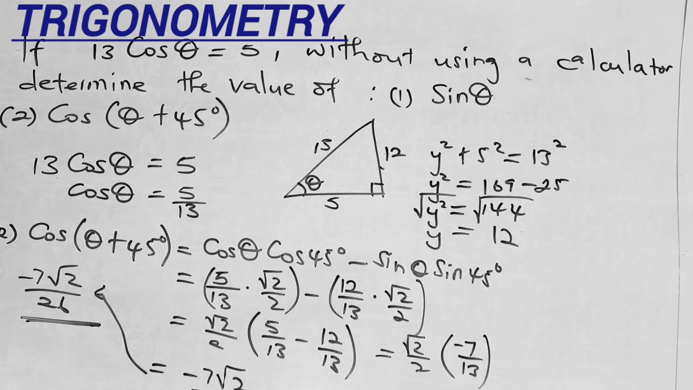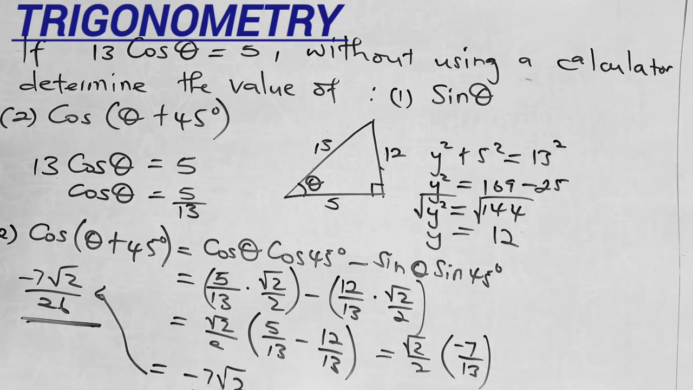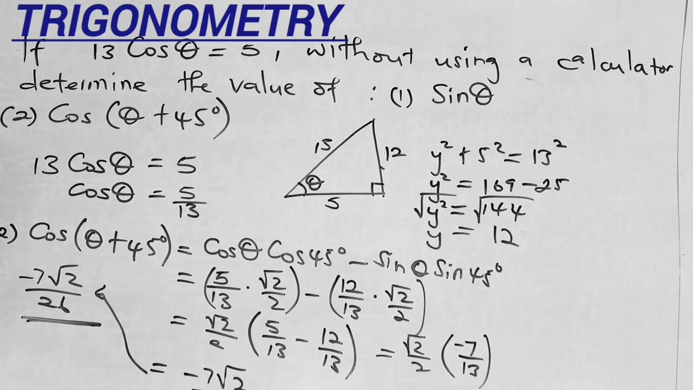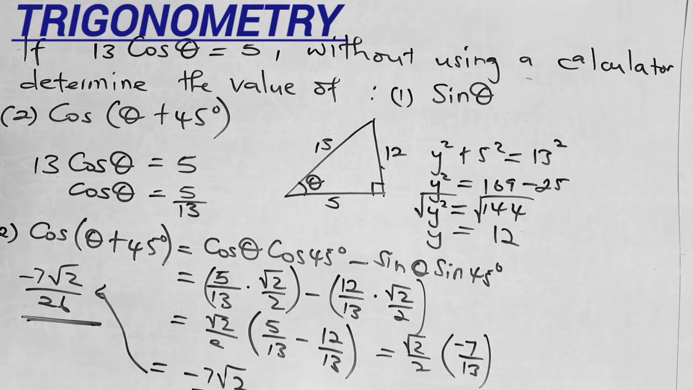If the question asks you to round it, to give it to some decimal places, sometimes they can say 2 decimal places or 1 decimal place, you just convert it to decimal. Otherwise, if the question doesn't ask you to give the answer to a certain number of decimal places, you leave it in this form.